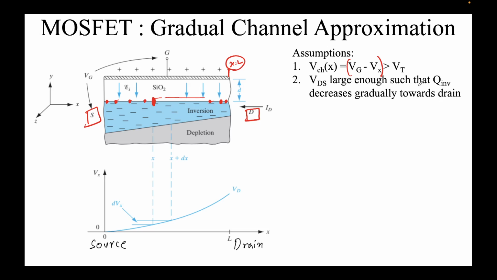Now the question arises. First, we know that Vd is greater than Vs. Vs is typically what we ground, and Vd is now, let's say, 2 volts. These are just some values. Earlier it was 0.1, so Vds is now large enough.